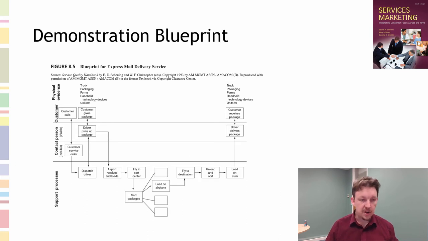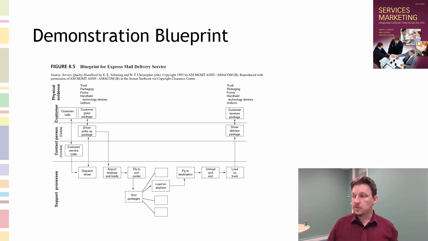So a demonstration example of this is, the point of contact here is that the customer places a phone call. So there's no physical evidence. It's a call to a customer service line, so it's an invisible contact. That has a back-end process of dispatching. In this case, it's an express mail delivery, so the back-end process triggers a driver to go over to pick up the product, pick up the package. That driver is then the first physical, visible representation of the firm.